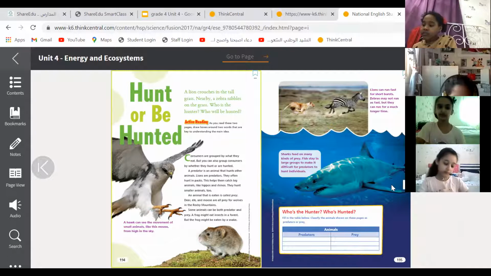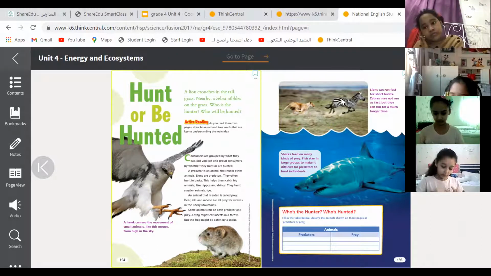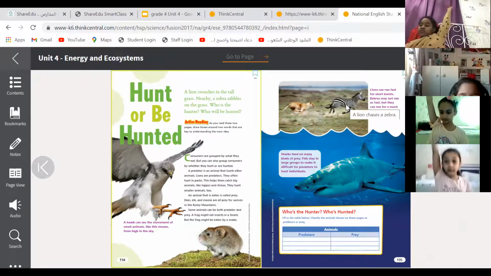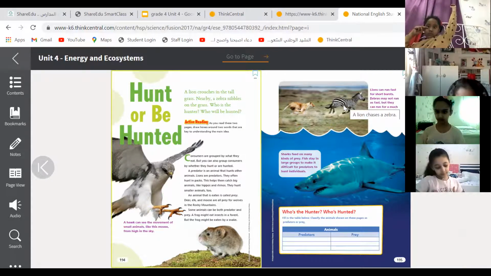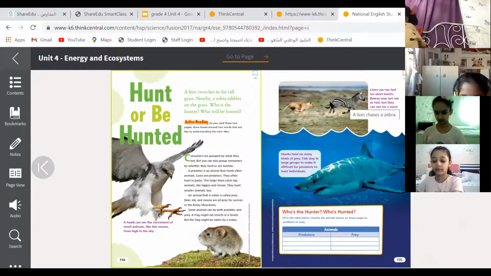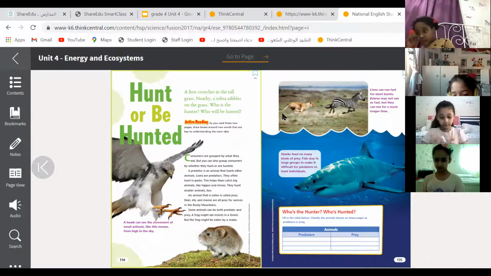Okay, guys, so we learned all about predators and prey. Since grade 3, we are learning about that. Over here in this picture, I want you to tell me who's the predator and who's the prey. What about the zebra? Rayana, can you hear me? What is the zebra? The zebra is the prey. Okay, what about the lion? The lion is the predator. Very good.